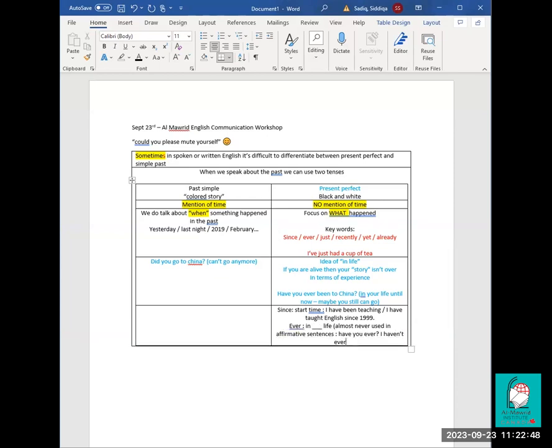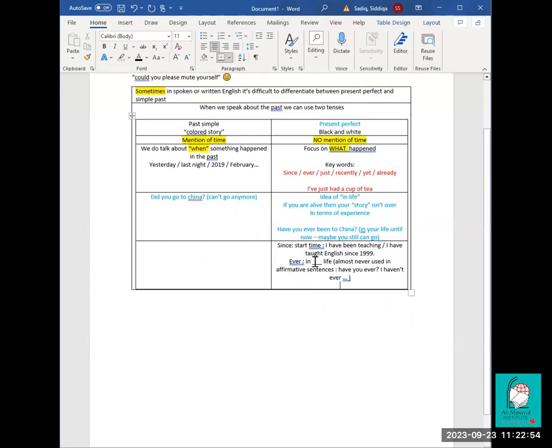I haven't ever in a negative sentence, or we can use never. Anyways, that's just vocabulary, right? So we got since, we got ever. Just is abhi, but not when, right? It's just abhi. And recently is also bas abhi.